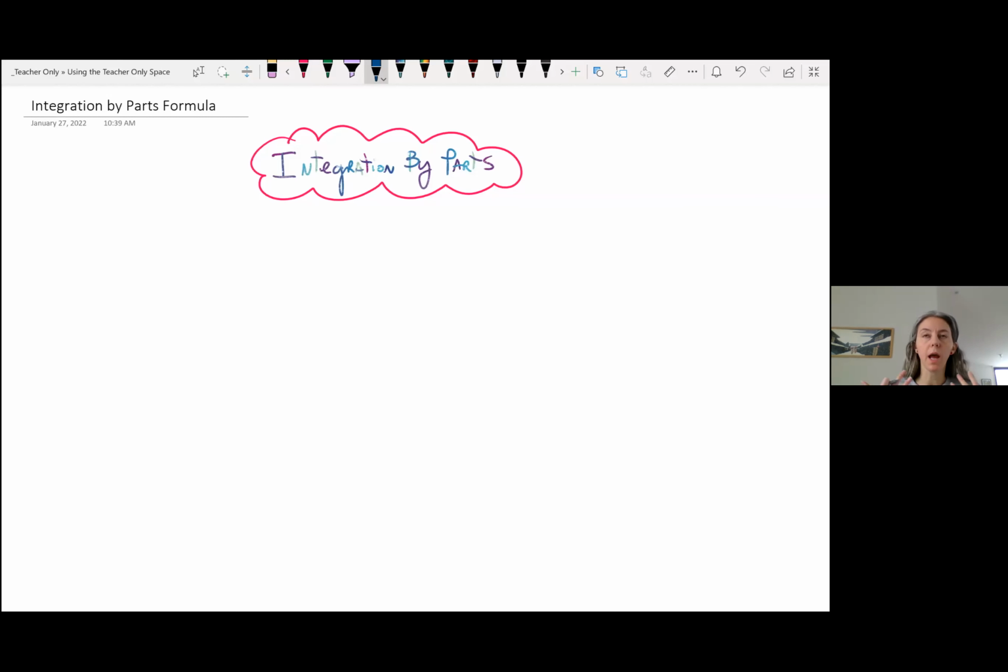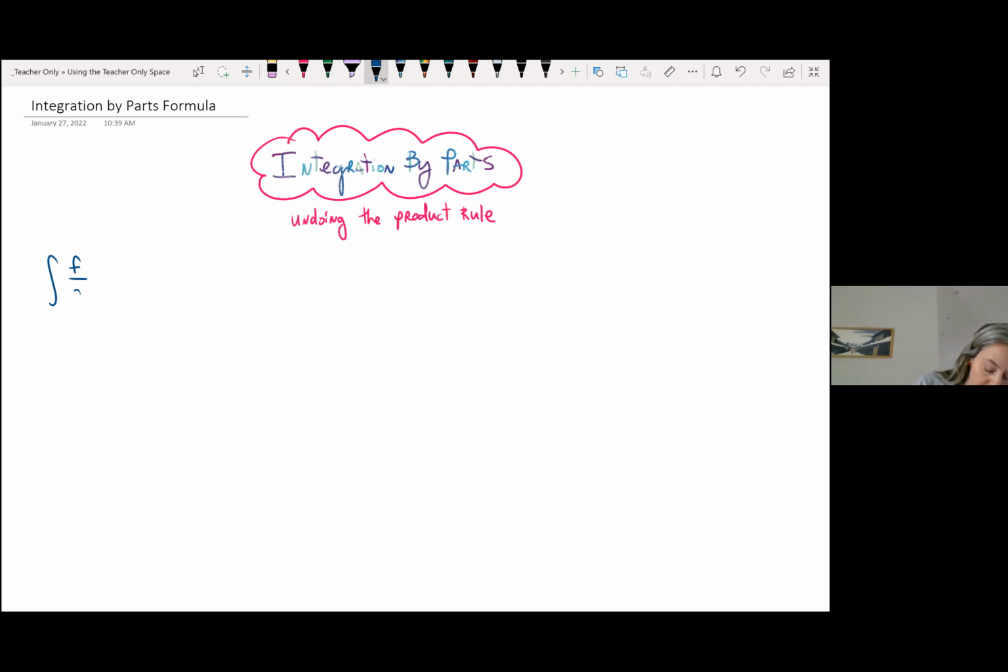So we have learned how substitution works, and that when we're doing substitution, we are sort of undoing the chain rule. Some other differentiation rules that we learned are the product rule and the quotient rule. So integration by parts is actually going to show us how to undo the product rule.